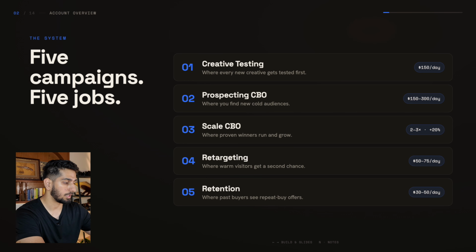And the fifth campaign you want to have is what I call the retention campaign. This is where we take past purchases, people who have already purchased from us, and try to make them repeat customers. This is very important because it's not just getting a new sale in the door, it's getting repeat customers. That's where your margins go up. That's where your profits actually go up. So these are the 5 campaigns you want to have, and that is all you need.